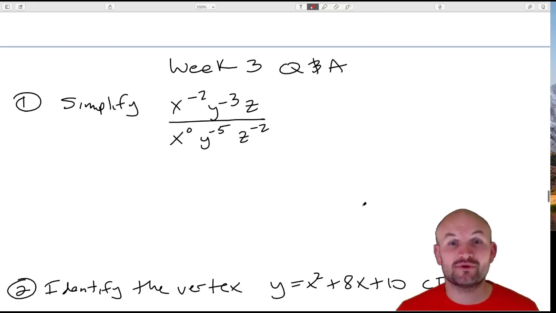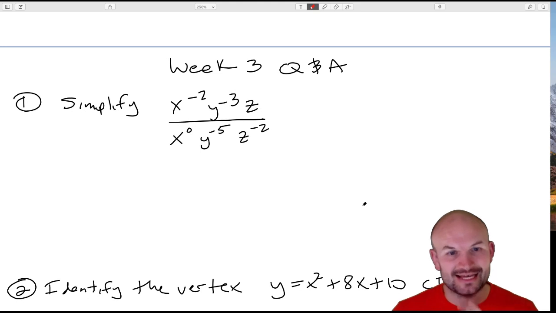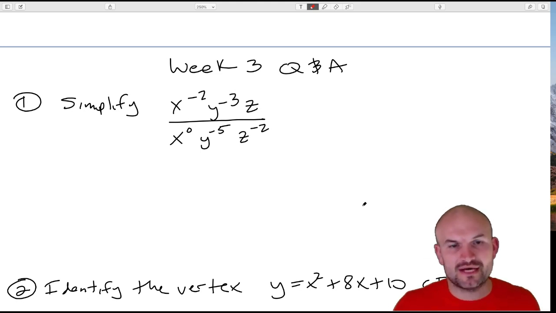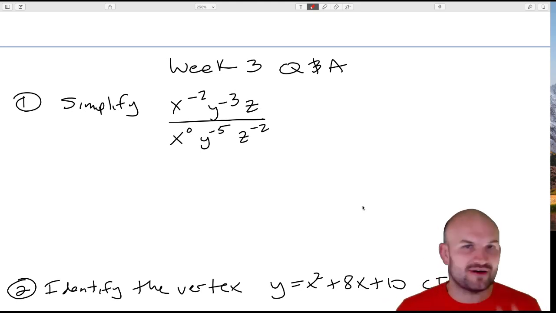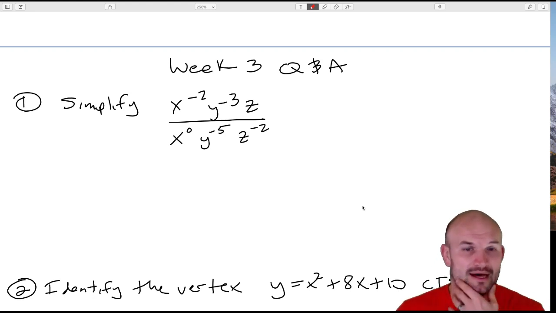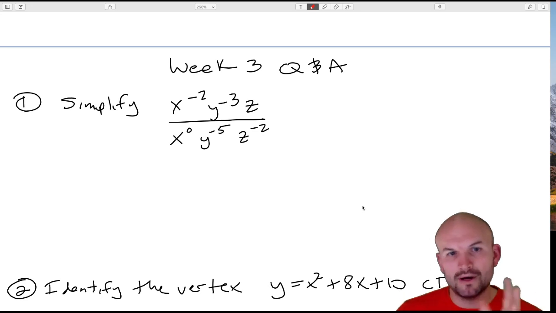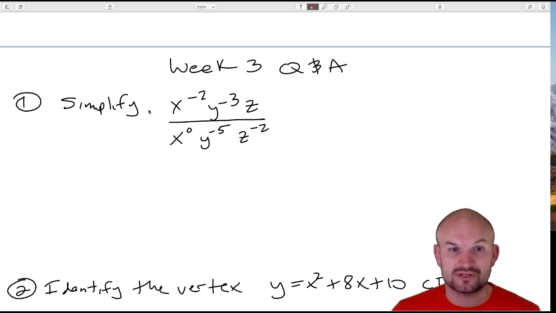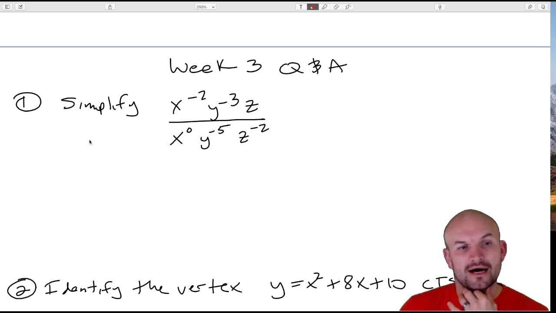So here we go. Week number 3, Q&A, simplify. So the student just asked me to talk about simplifying with negative exponents. And so therefore I made up this problem. And I just wanted to kind of review a couple things. And obviously I could spend a lot more time explaining a lot of this, but just try to keep things kind of short.